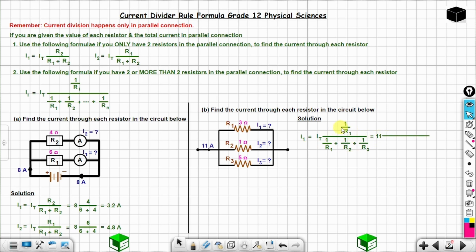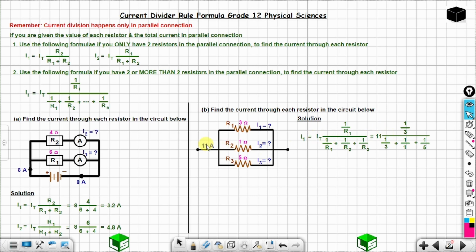You have 1 over R1. R1 is equal to 3 ohms, so 1 over 3. Now you have 1 over R1 plus 1 over R2 plus 1 over R3. This is the way we calculate the total resistance in parallel. Remember, we calculate the total resistance in parallel this way. So you have 1 over 3 plus 1 over 1 plus 1 over 5.